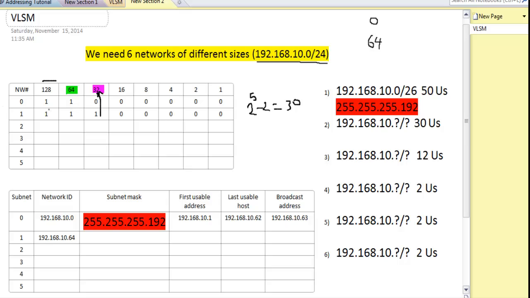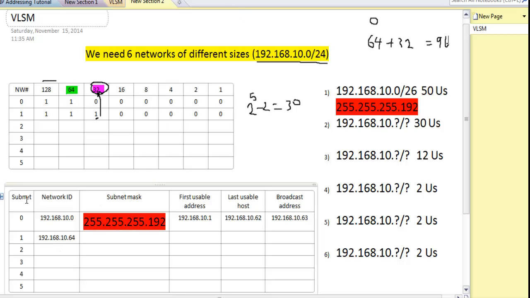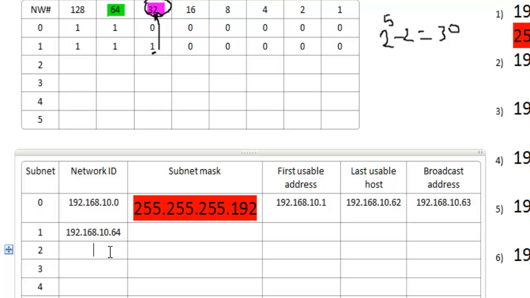So now this one is our second magic number, because it ends up here. This is 1, this is the last one, so it's 32. Now you need to do 64 plus 32 to give you the next block's network ID, which is 96. It's 96. So the next one will be this and 96. Right? So let's fill up this one here.